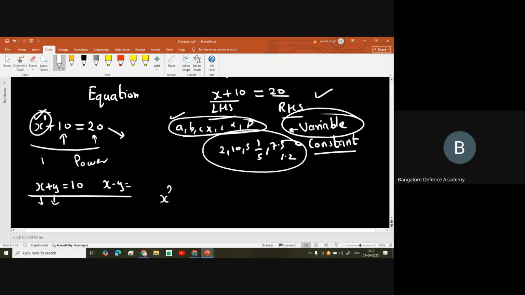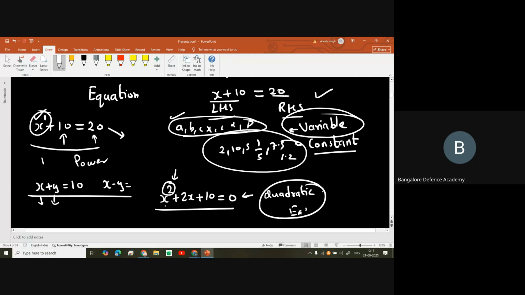Now you have also seen questions like this: x square plus 2x plus 10 is equal to 0. Now you see you have variable x, but the power of x is square. So if the power is 2, I call this a quadratic equation. Okay, this will be called a quadratic equation.